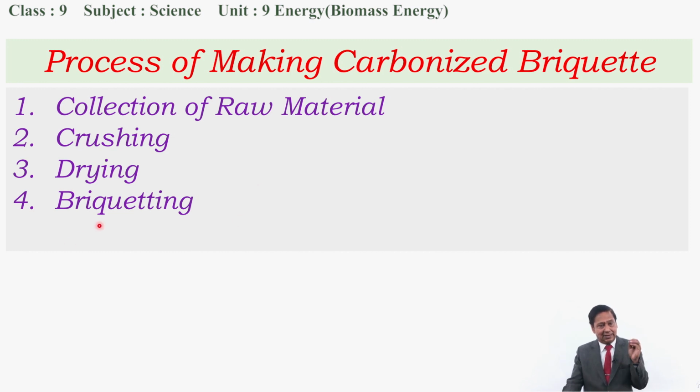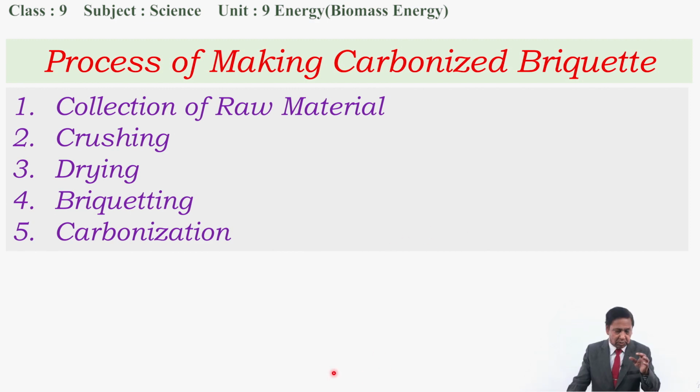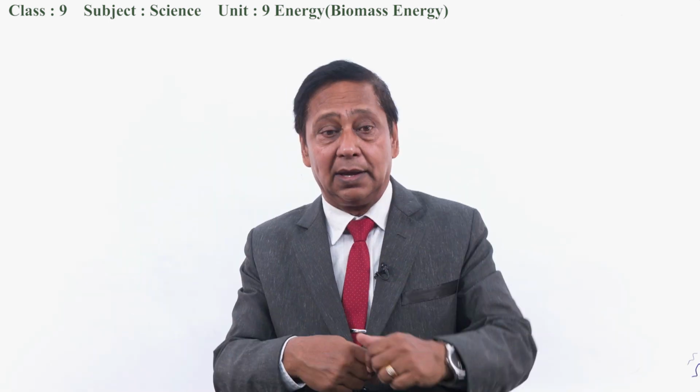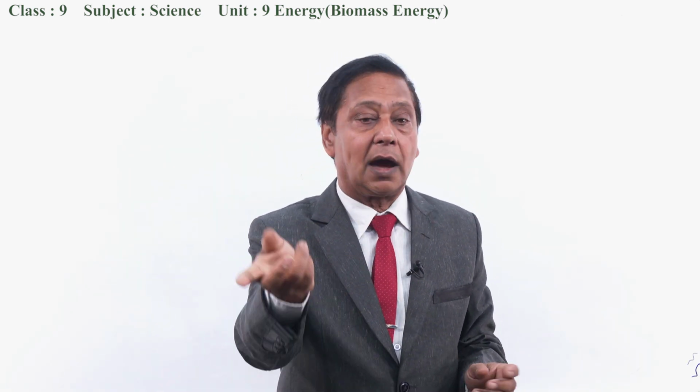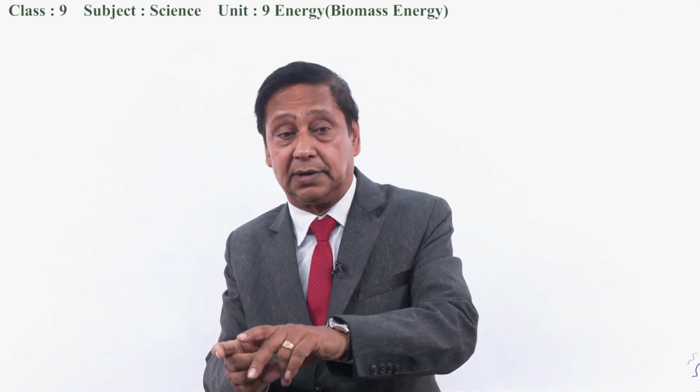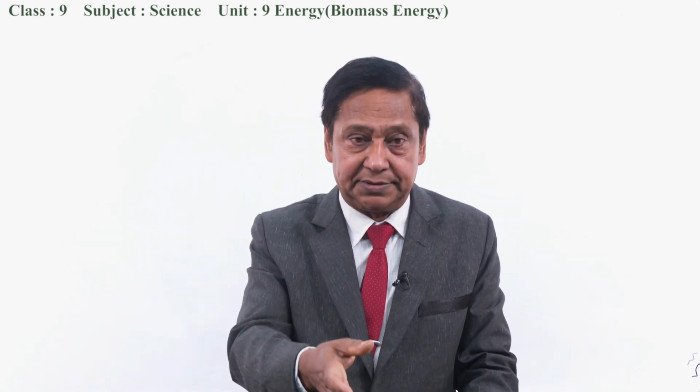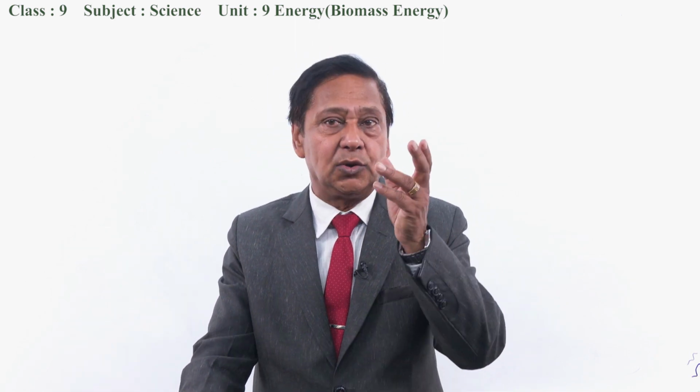Then it is supplied to the briquetting machine, which presses the dried material, and a certain shape is formed. This is called briquetting. And after briquetting, carbonization is done with the help of the destructive distillation process. Okay, these are the methods of making briquette. I told you two methods, in which in the first method carbonization was done at first, but in the second method carbonization was done at last.